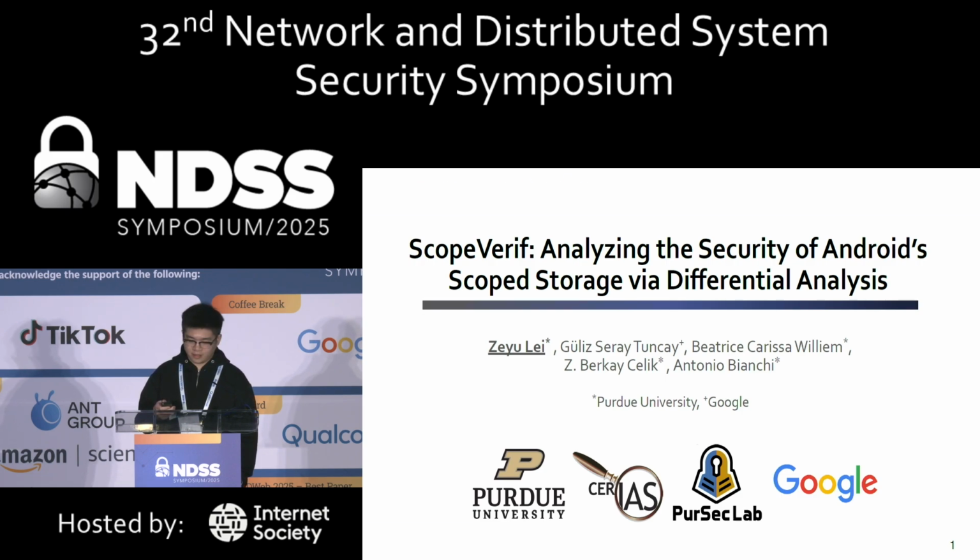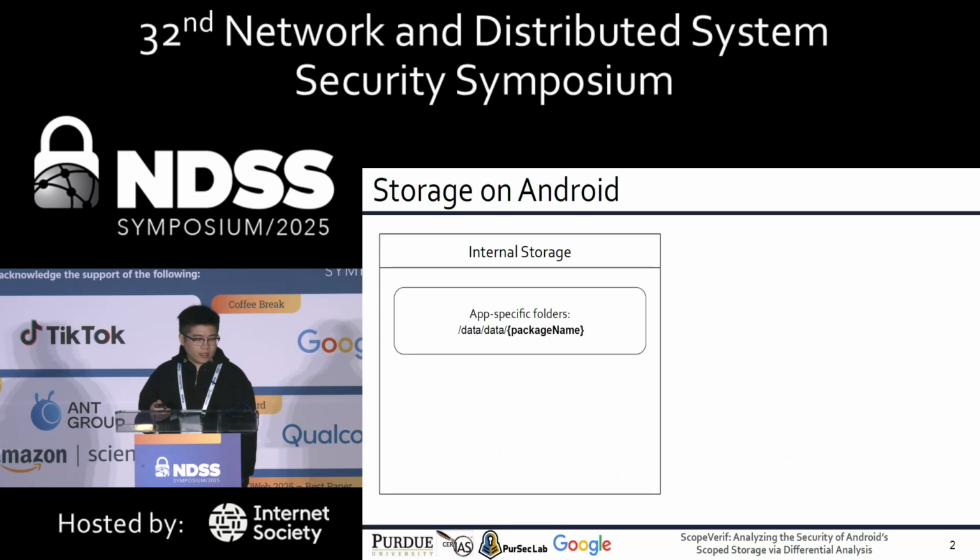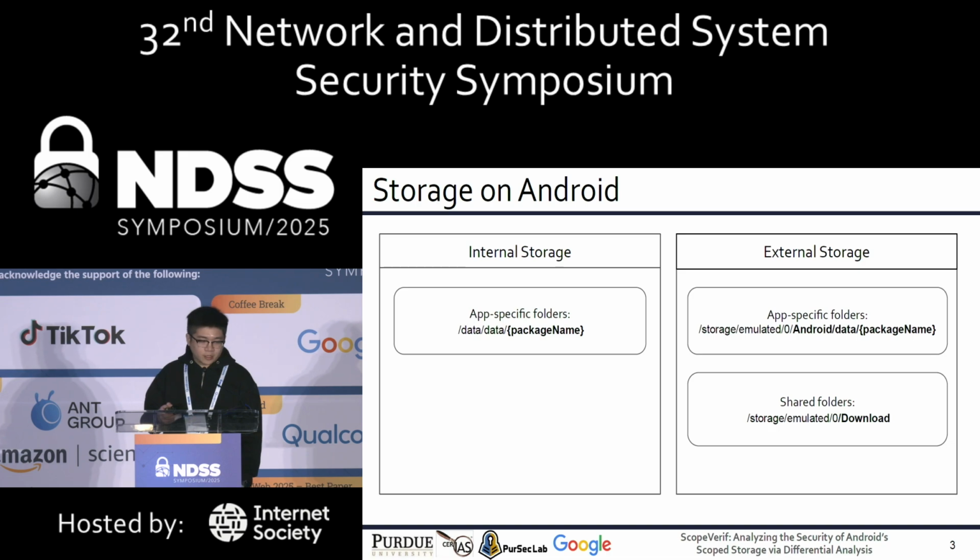Basically, on Android, there are two ways for apps to save a file: on internal storage or on external storage. Internal storage is private storage where apps only have access to their own files, and other apps should not have access to those files. External storage is more like a shared storage.